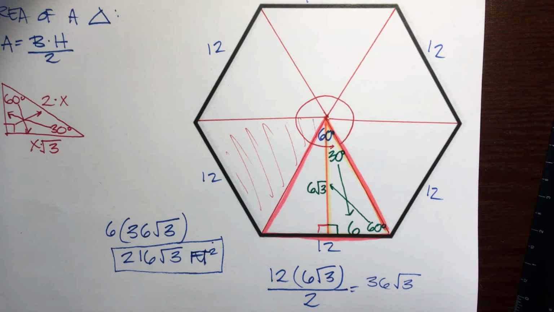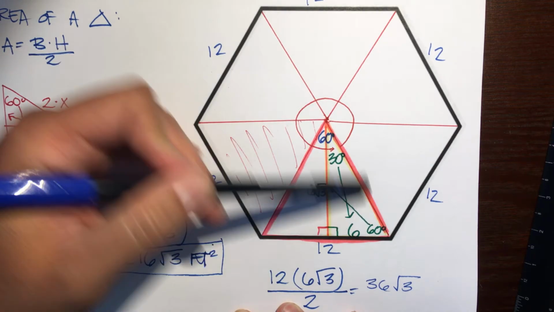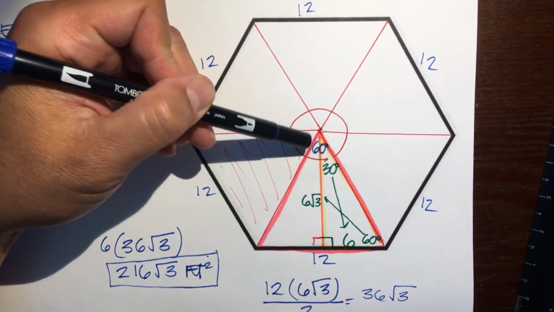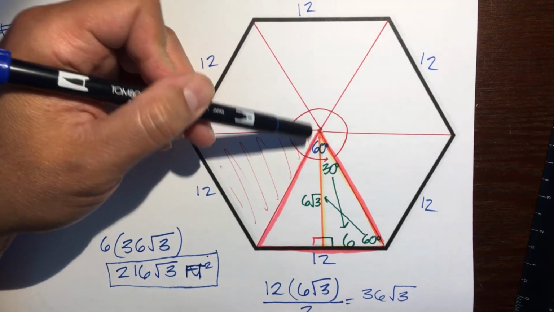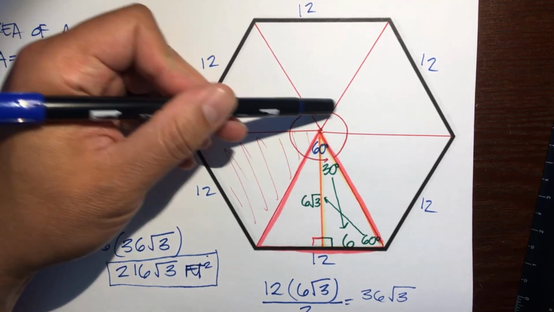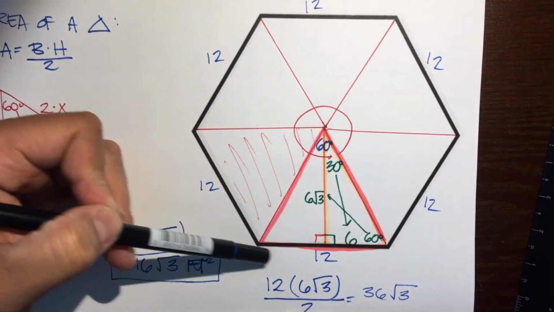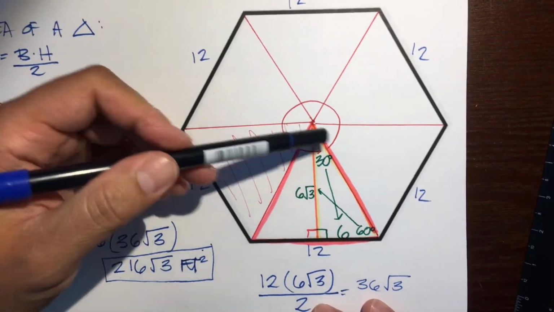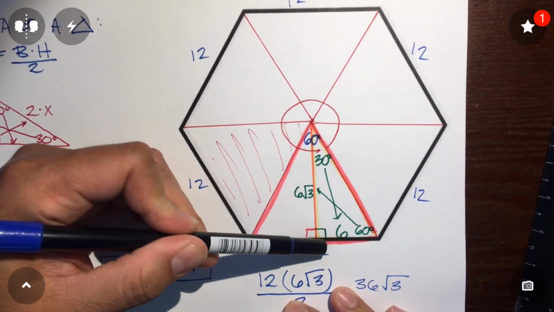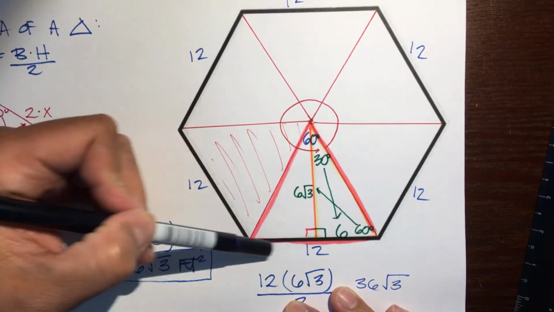So let's do a quick review. We have a hexagon. We split it up into 6 congruent triangles. We figured out that each of these central angles, these are called central angles because they're in the center, is just 360 divided by 6, which is 60 degrees. And we want to find the area of this one triangle. So we needed the base, which is 12, this entire thing, but we needed the height. And we drew this line because this line is perpendicular to this base.